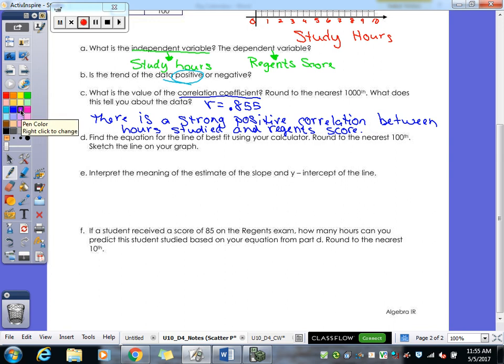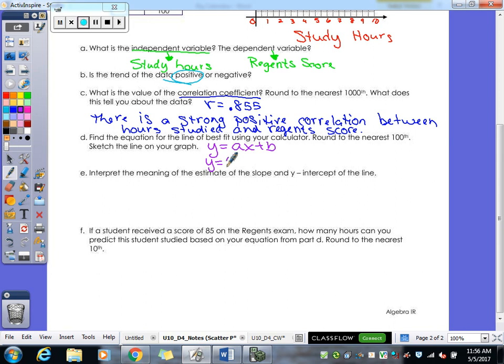Part D, you should already have the values in your calculator. We had to get that in order to find your correlation coefficient. Find the equation for your line of best fit, rounding to the nearest hundredth. So that's where you need your A and your B value that they give you. Hundredth, two numbers after the decimal.